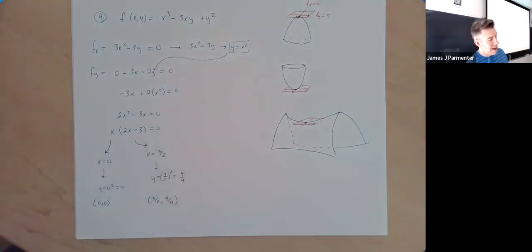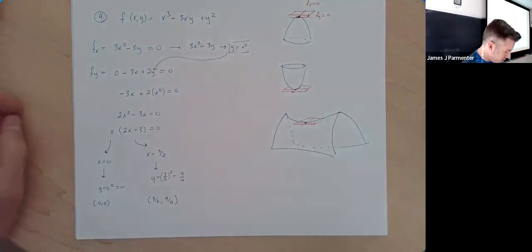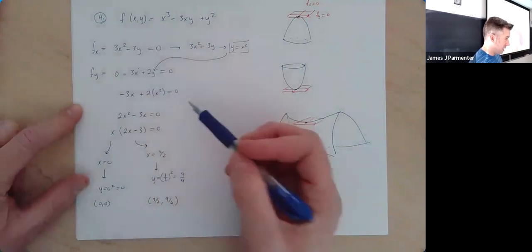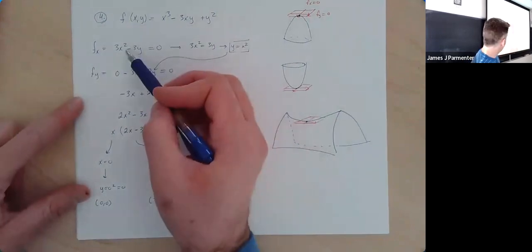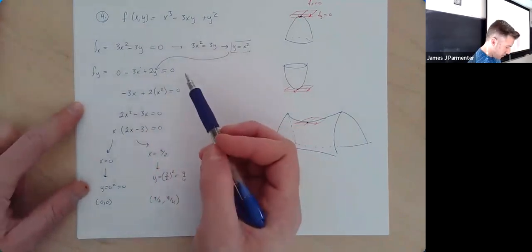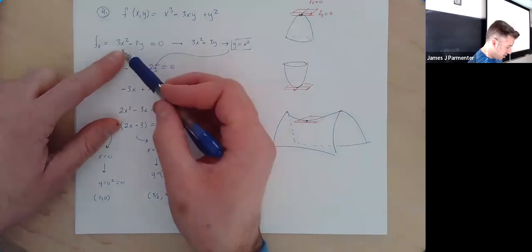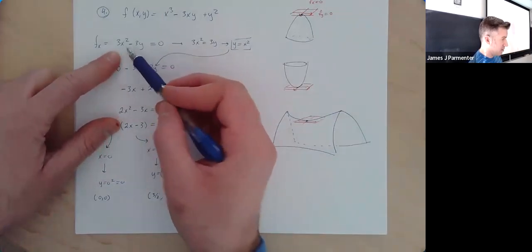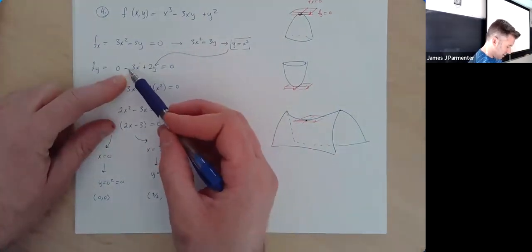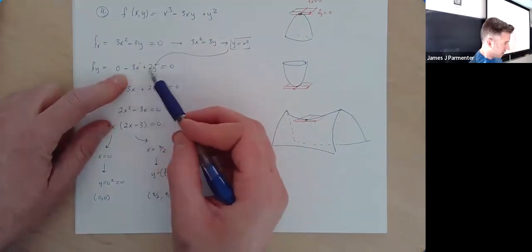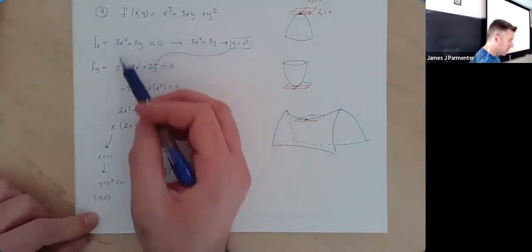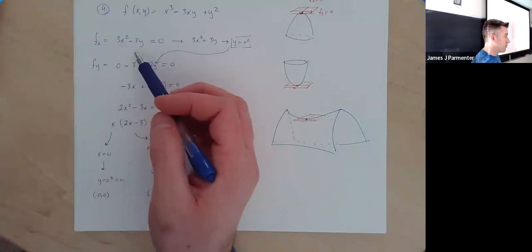And the point of these points is that both of these points should satisfy both of these partial derivatives equal to 0 at the same time. If we plug in 0, 0 here, yeah, 0 minus 0 is 0. Plug in 0, 0 here, yeah, 0 plus 0 is 0. If you plug in 3/2, 9/4 here, you're going to get 3 times 9/4 minus 3 times 9/4, which will equal 0. If you plug in 3/2, 9/4 here, you're going to get negative 3 times 3/2 plus 2 times 9/4, which will cancel out to equal 0. So both of these points make both of these equations 0 at the same time.